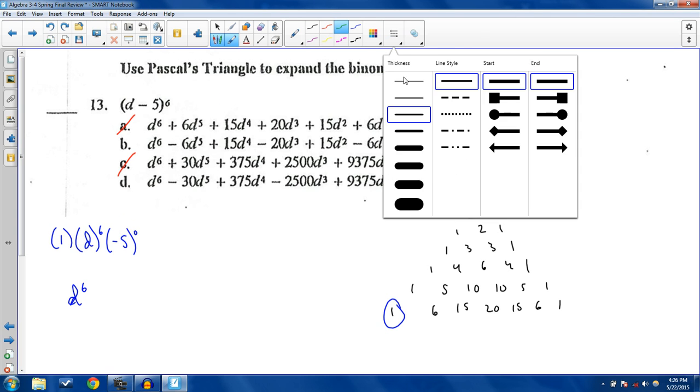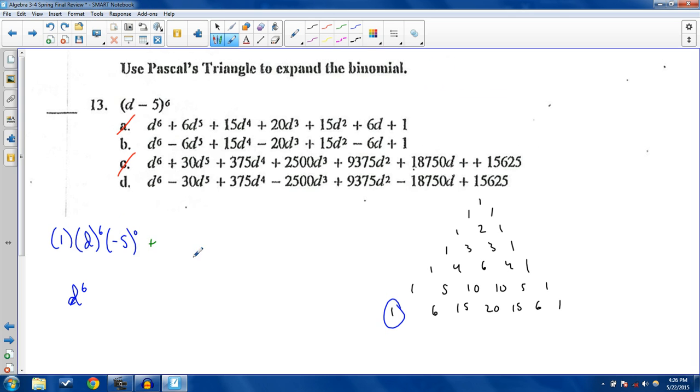My next term, I'm going to add 6, choose 1. That's 6. I'm going to multiply that with d to the 5th. That exponent will go down 1. And then I'm going to multiply it by negative 5 to the 1st power. Notice the exponents will always add up to 6. 6 plus 0 is 6. 5 plus 1 is 6. And notice how these will keep descending. This will be plus negative 5 to the first, which is negative 5. 6 times negative 5 is negative 30.